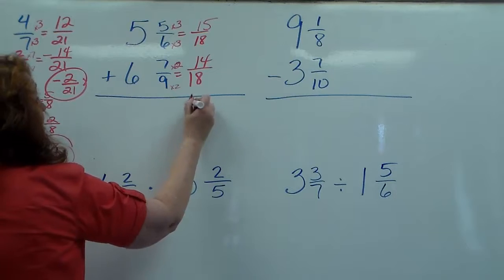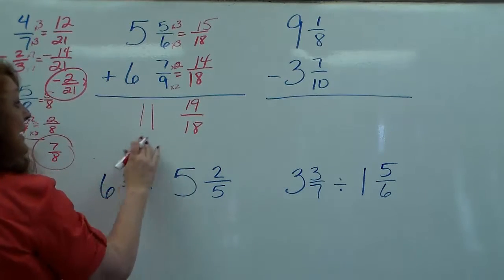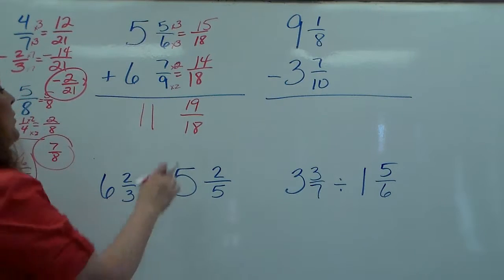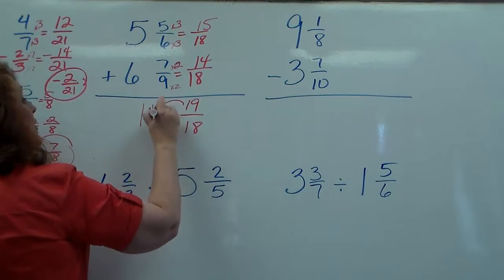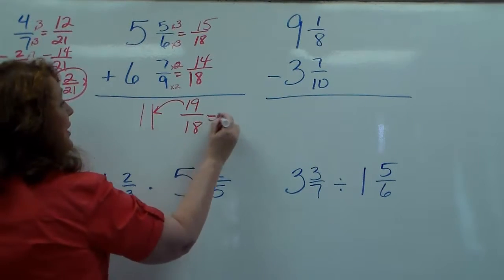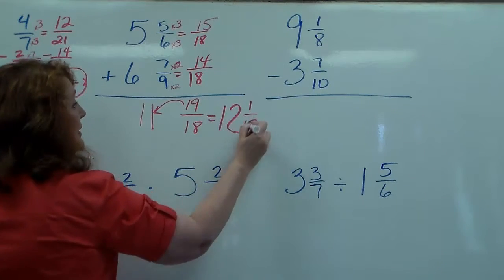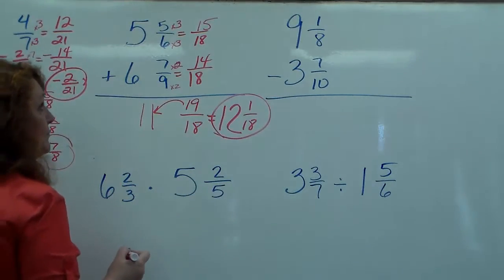15 plus 14 is 29 18ths, and 5 plus 6 is 11. But I can't leave it like this because I have an improper fraction here. Well, 18 goes into 29 one time, and that 1 goes into my 11. So now I have 12 with 11/18 left over. So this is my answer.